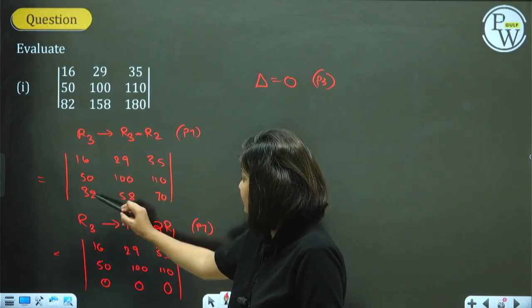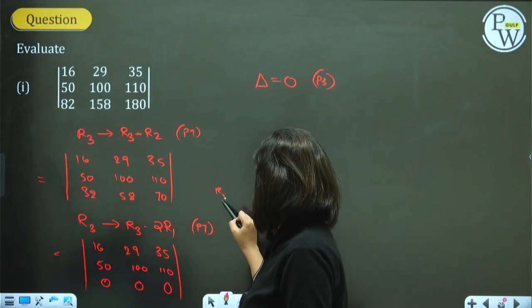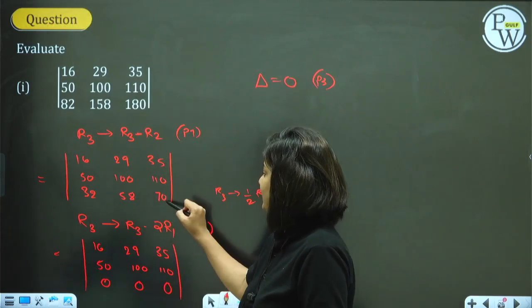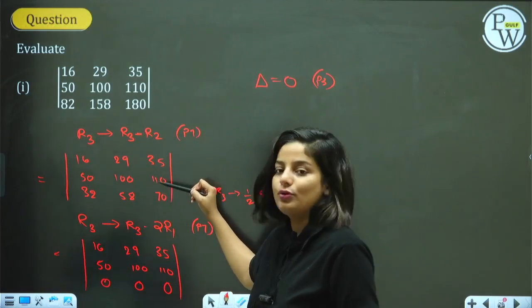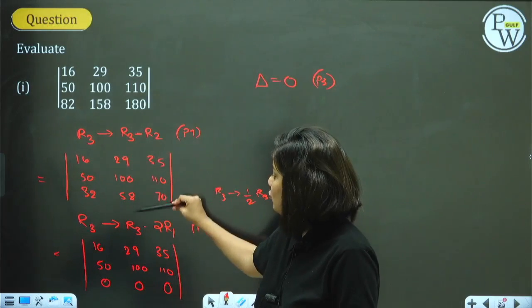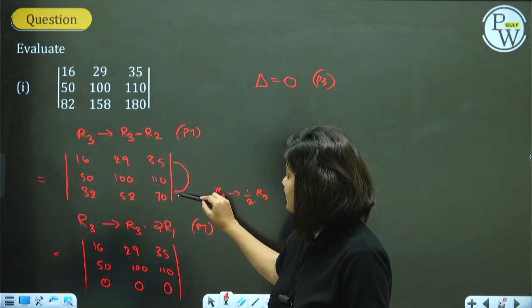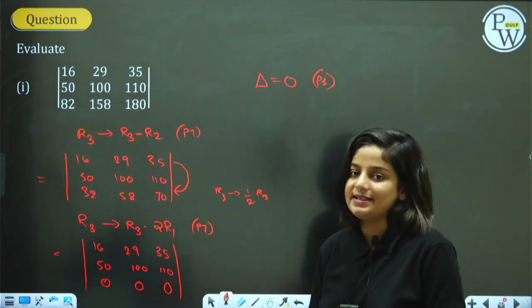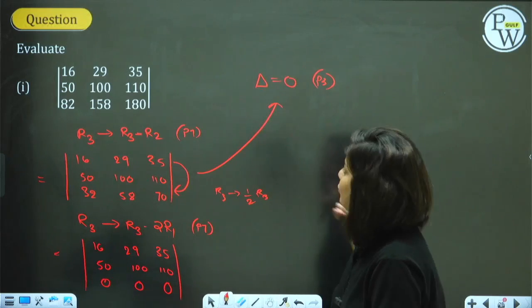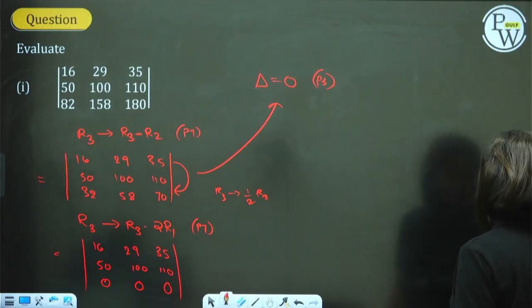There was another way also. You could have done row 3 changes to 1 by 2 times row 3. So 16, 29 and 35. When two rows are equal, still we get a 0, or when two rows are in proportion. Here these two rows are in proportion. So property 4 says directly, by using property 4 from this step, you could have said the answer is 0 because two rows are in proportion.